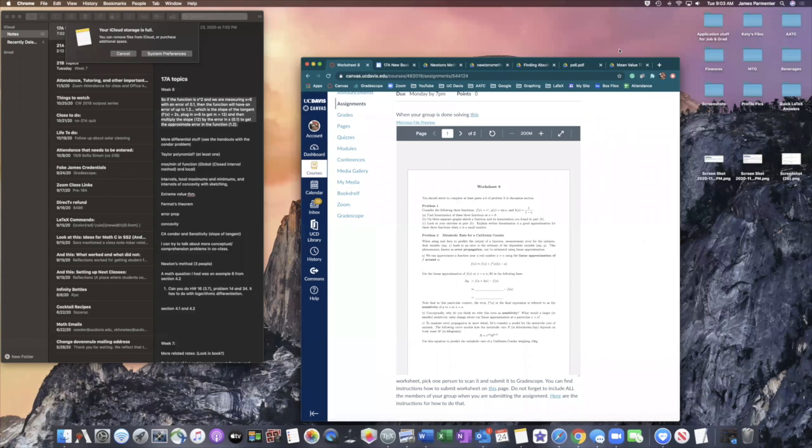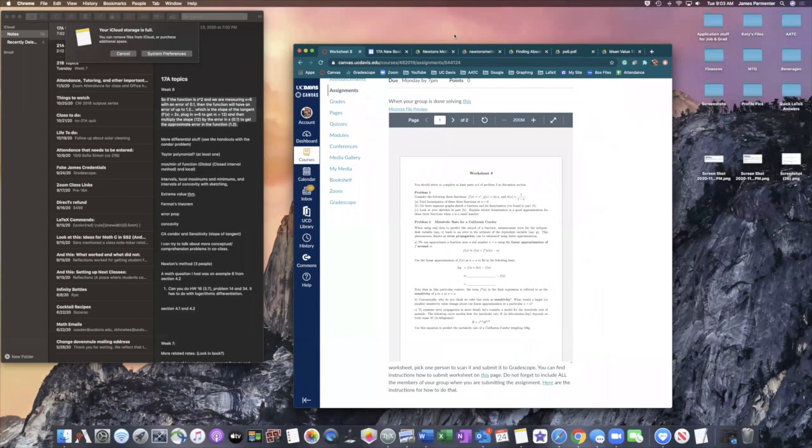I'm sorry, what the heck is going on with my computer? Sorry. Am I sharing the right screen? Let me double check.